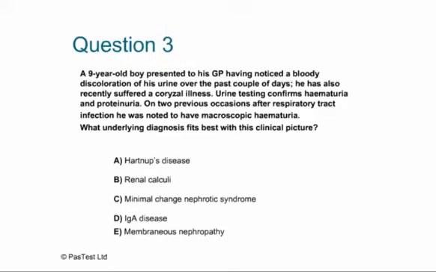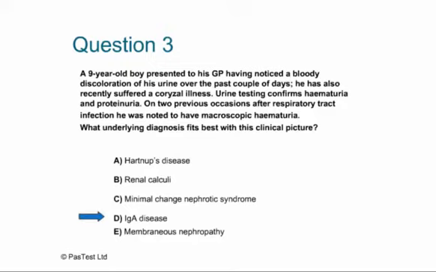The answer is going to be D. IgA disease. IgA disease is typified by recurrent, often painless macroscopic hematuria precipitated by upper respiratory tract infections, and this lad presents with a classical history of IgA disease.